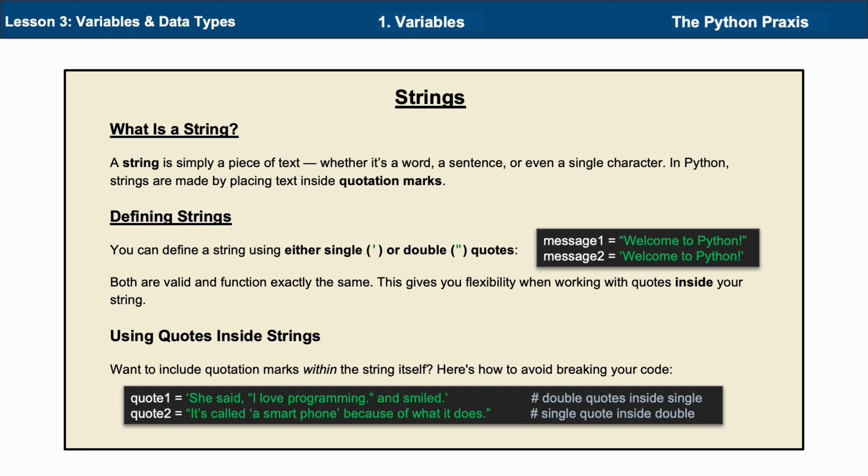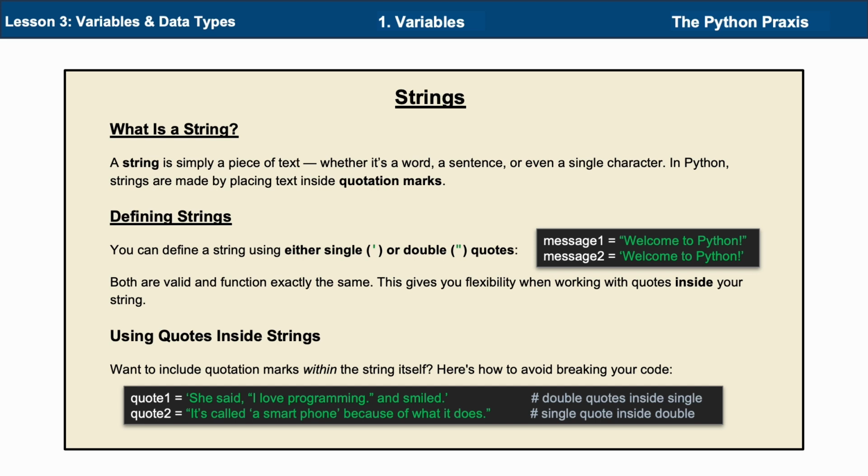For example, both of these messages say the same welcoming phrase. Message 1 is "Welcome to Python" with double quotes, and message 2 is 'Welcome to Python' with single quotes. Easy, right? But what if your string needs quotation marks itself? No worries, just mix your quotes smartly. Here's an example. Notice how we can smoothly include quotes without breaking anything. Quote 1 equals "She said, 'I love programming' and smiled," and quote 2 equals "It's called a smartphone because of what it does." Clever, isn't it?